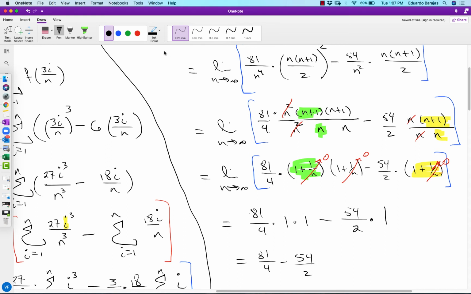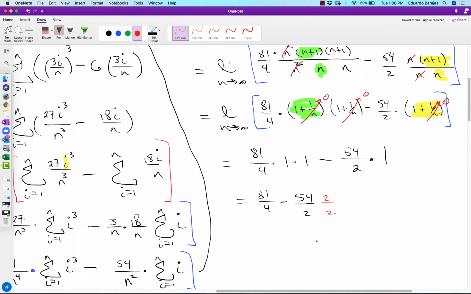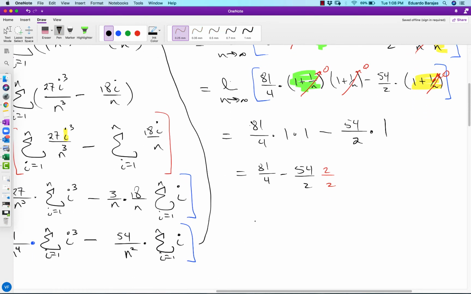So let's multiply this by 2 over 2 to get me to 108 divided by 4. So it's 81 divided by 4 minus 108 divided by 4, which gets me to my result. This is going to be equal to negative 27 divided by 4.